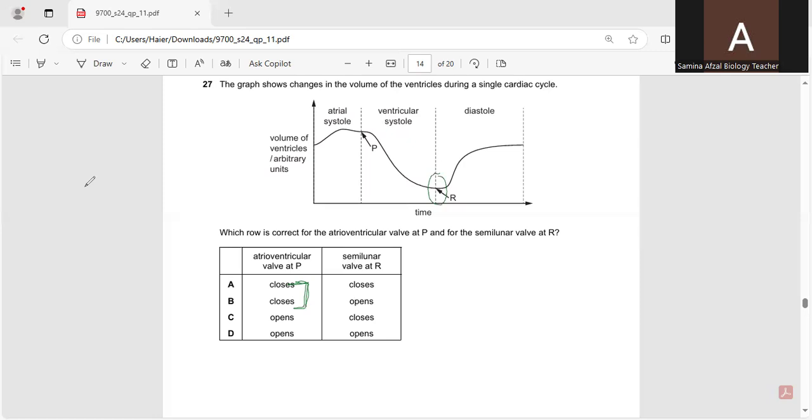Right. So at that time, when both atria are contracting, the semilunar valves should be closed, because at that time ventricular diastole is taking place. So the semilunar valves should also be closed. So according to this, A is the correct answer.